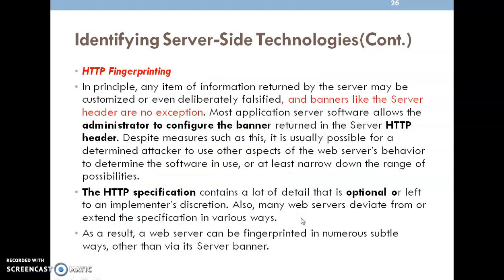Then HTTP fingerprinting. HTTP fingerprinting means we have to copy the HTTP protocol. In the HTTP header, there is a space that allows the administrator to configure the banner. Using that space, the administrator can add new functionalities. If we know the new functionalities, the person who wants to attack the software can make use of this optional value, and he can deviate the application from what it is actually intended to perform.